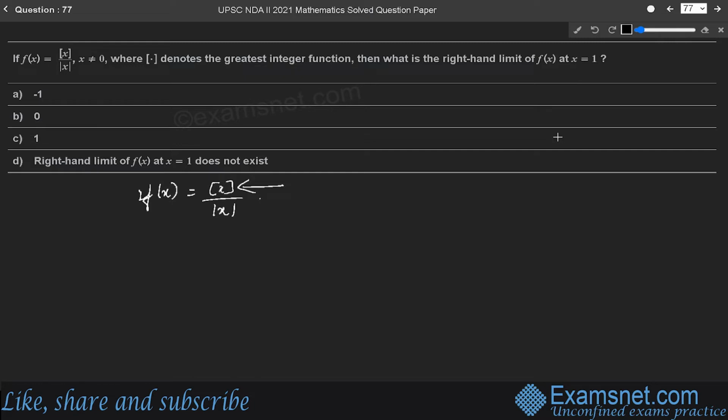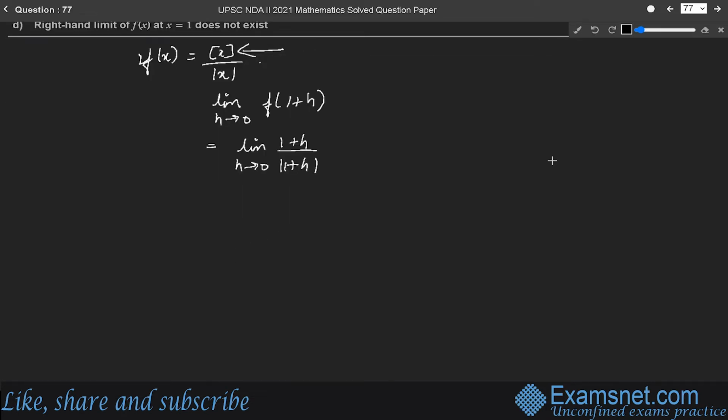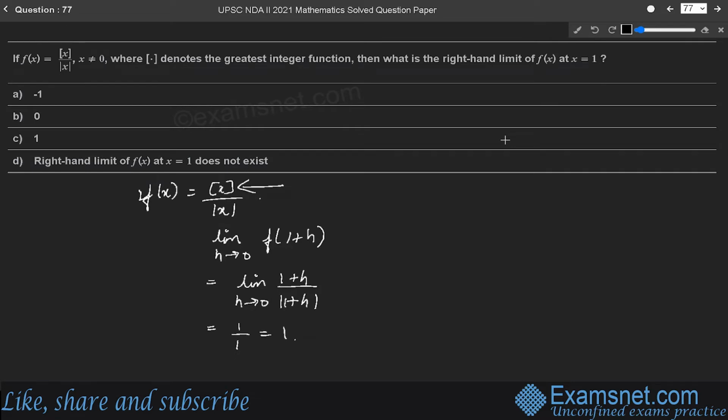So right hand limit means we have to find limit h tends to 0 f of 1 plus h. We have to find this. So let us put the values here. It will be equal to limit h tends to 0 of the greatest integer of 1 plus h upon mod of 1 plus h. Since f of x is the greatest integer of x upon mod of x, we are adding something to it. So it will be 1. So it will be 1 upon 1, which gives 1. Therefore, the value for the right hand limit will be 1. So option number C is the correct option here.